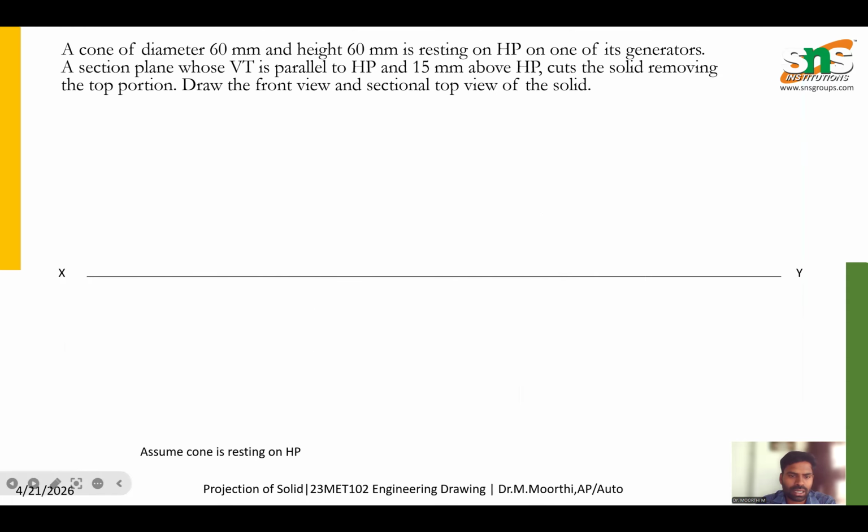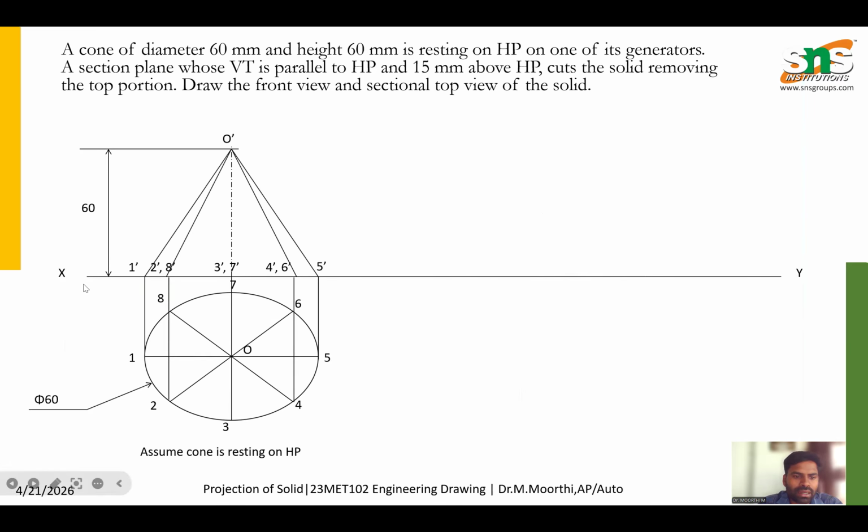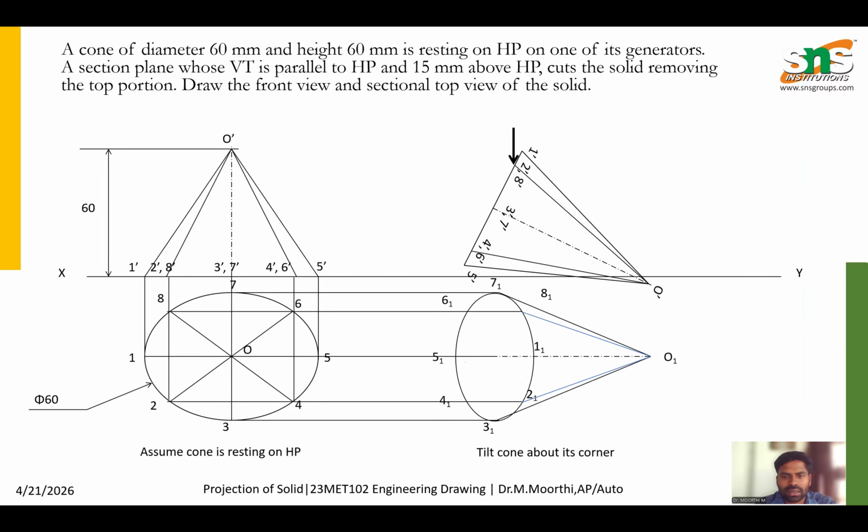Here we have the solid, a circle with a diameter of 60 millimeter, and we have split this circle into 8 equal parts. For a cone, the front view is a triangle and the top view is a circle. We have drawn the triangle with the dimension of 60 millimeter as axis, and the remaining generators are joined through the respective lines. Hereafter, this front view is taken into the next one, and we have drawn the projection lines from the top view and front view.